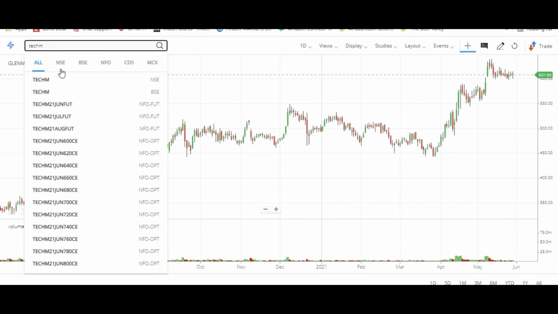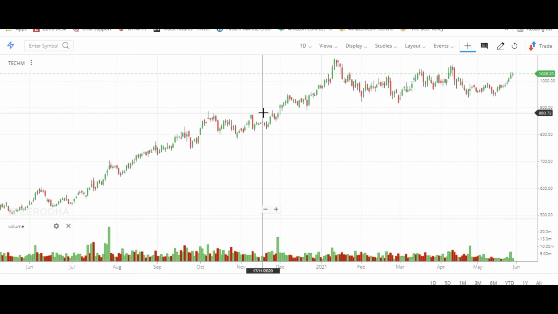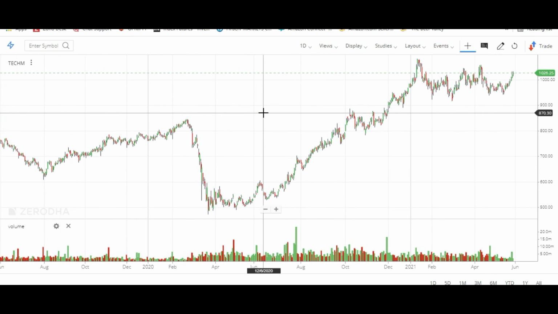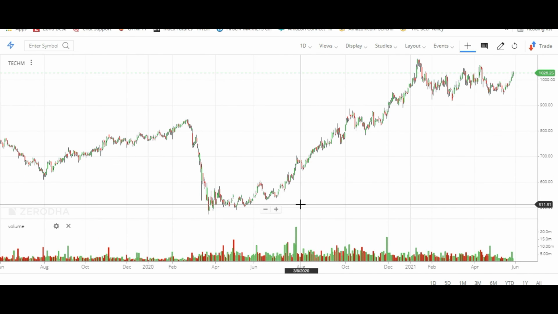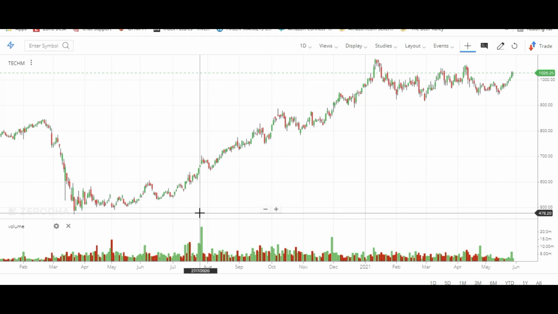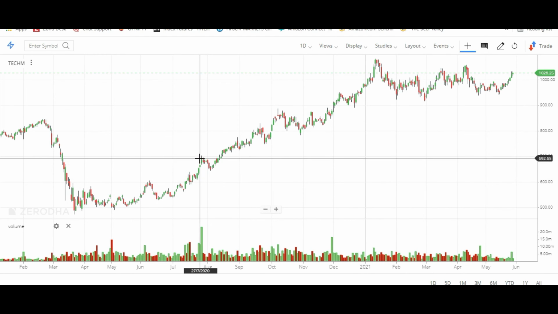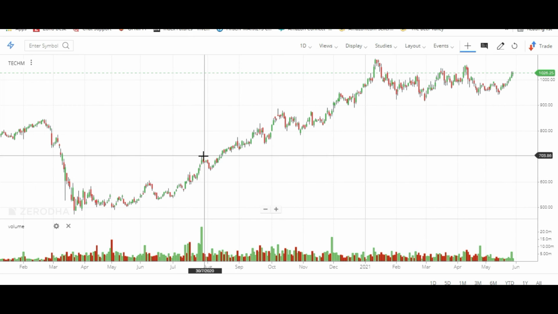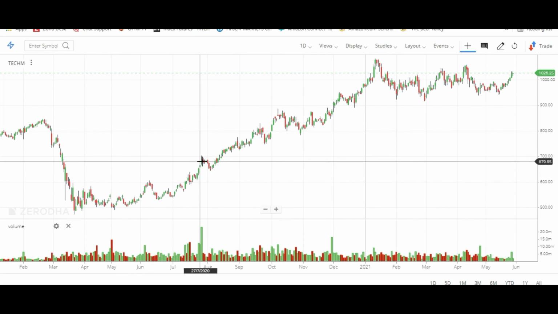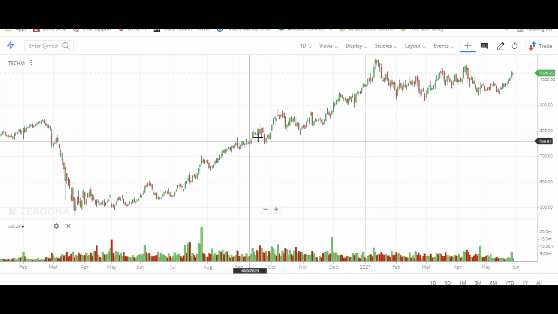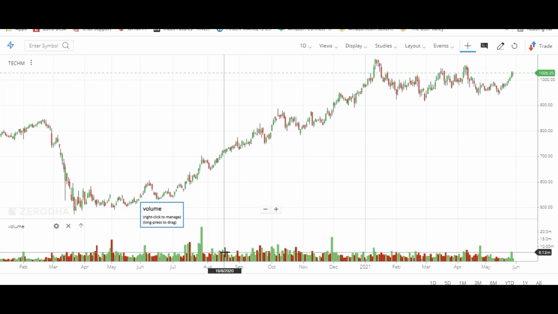Let's also quickly look at some other company like Tech Mahindra. This is not a great stock to consider looking at charts, but yeah. So let's quickly look at this particular zone where there has been a spike in the volumes, and from here the price has never looked back. So that's the importance of volume.